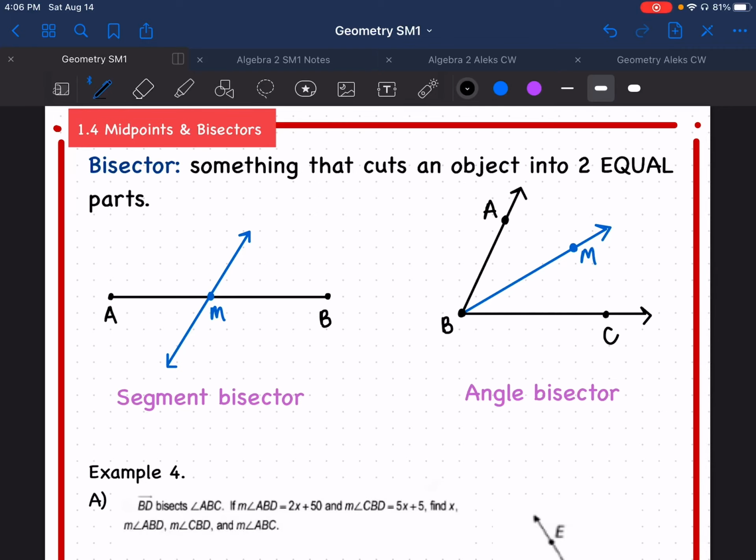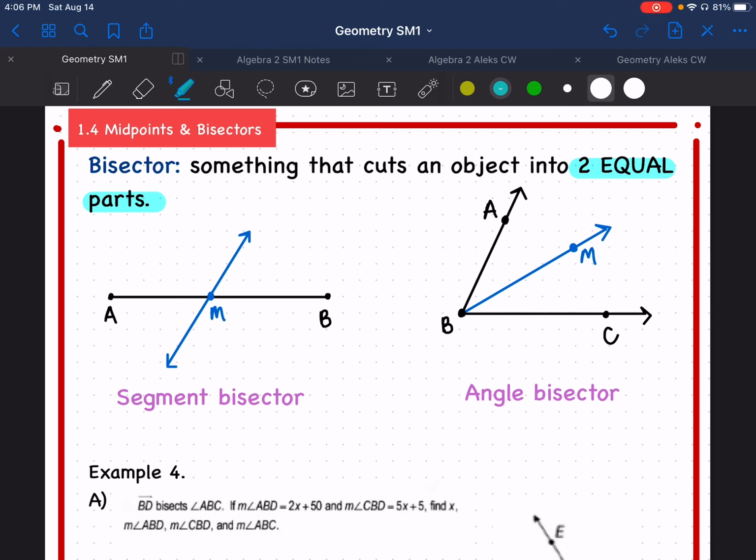Today's lesson is 1.4 Midpoints and Bisectors. Today is day 2 of the lesson, and so we will be talking about bisectors. A bisector is something that cuts an object into two equal parts. Okay, so bisect is a word much like midpoint that tells me that a point is exactly in the middle between two numbers.